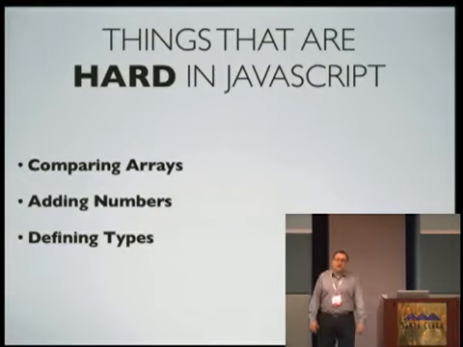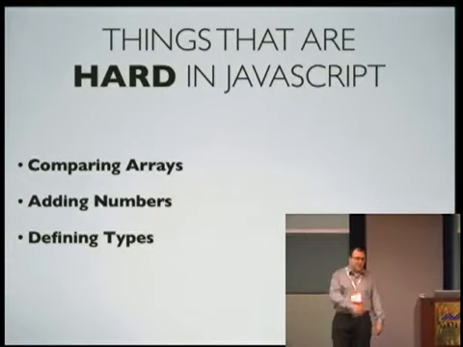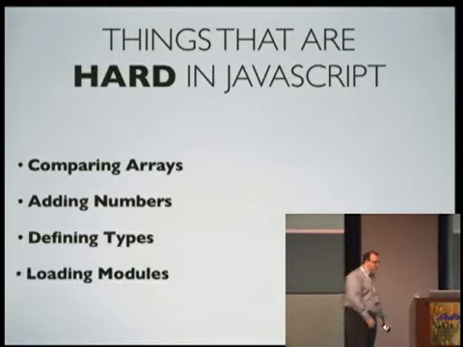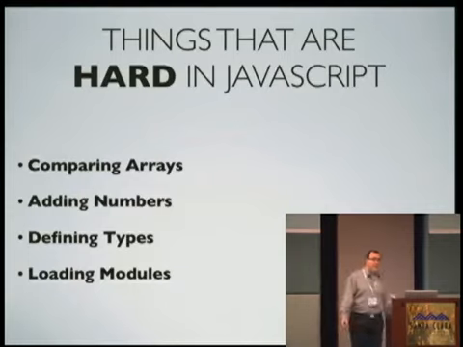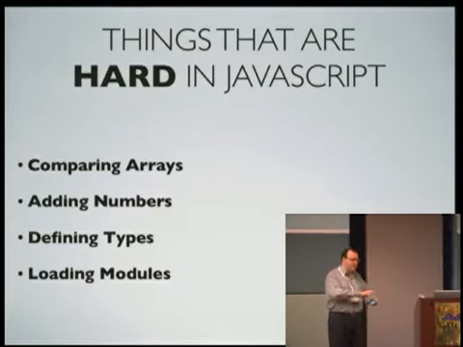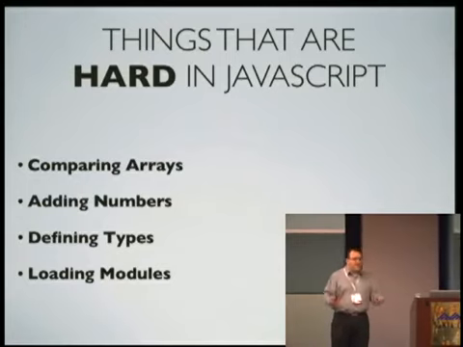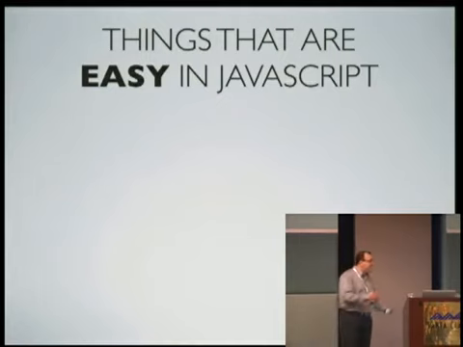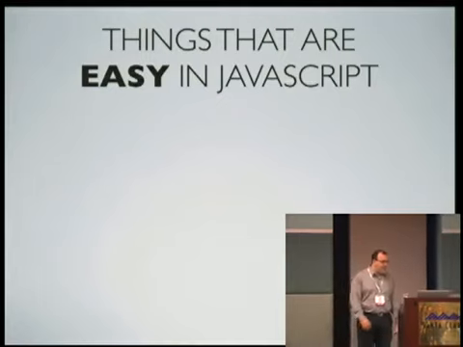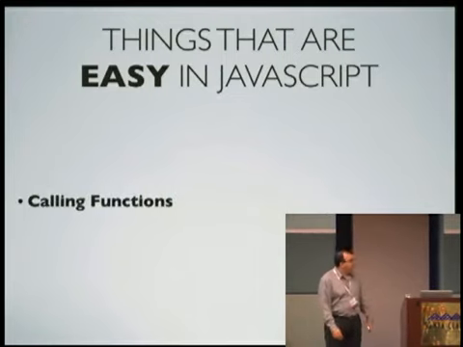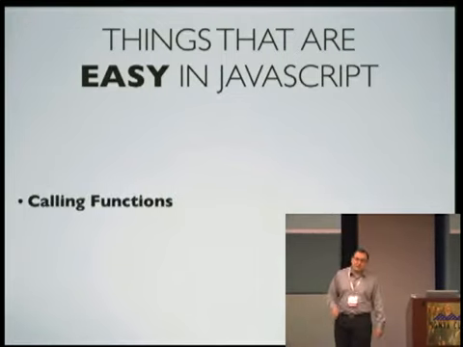Every time you want to define a new type, you end up reading research papers on Self and learning about how the prototype object model works. And finally, loading modules. You have to stick stuff into your HTML and then maybe make some asynchronous requests. And so even just the basics of writing a program are really tough in JavaScript. But what's easy in JavaScript? There are only 2 things that are easy in JavaScript. One is calling functions. It's pretty easy. It's just like Python. You put your parentheses in there and you're good to go.